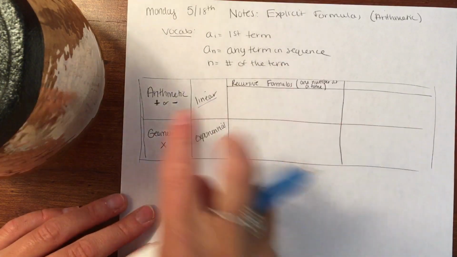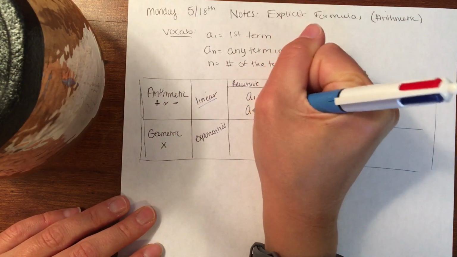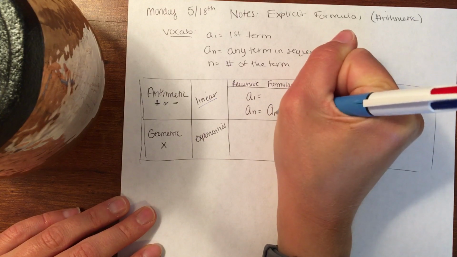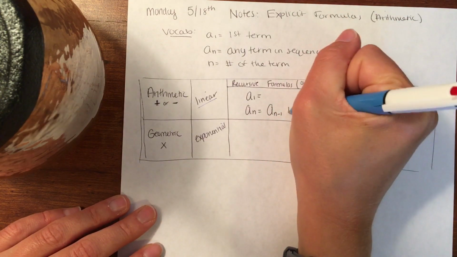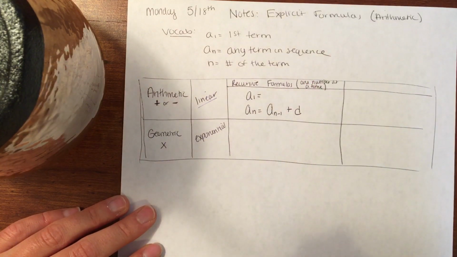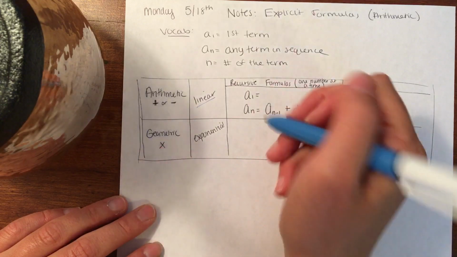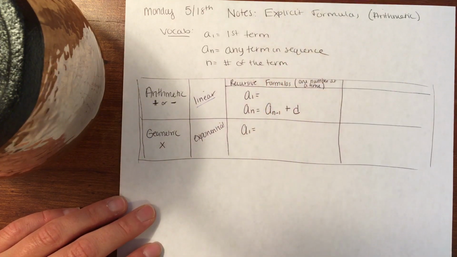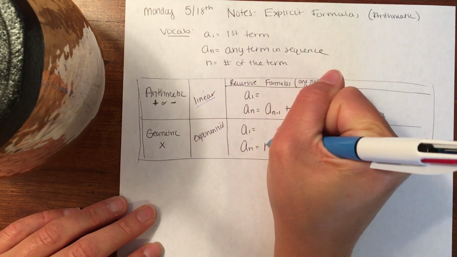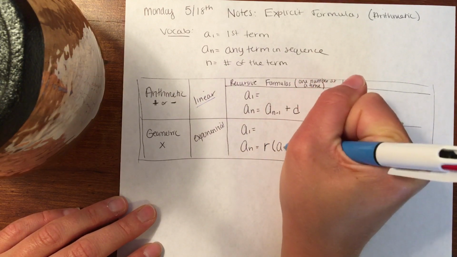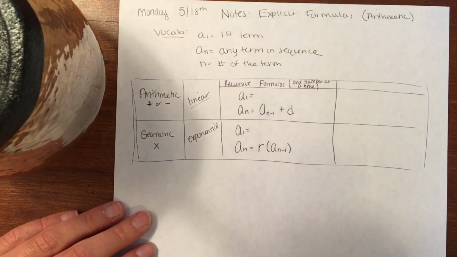So, recursive formula for arithmetic, you needed your A1, and then A of n equals your A sub n minus 1. I want you to make sure that's nice and small, plus your common difference. That's what you add or subtract by. And then for geometric, it was you still needed your first term, A1 equals, and then A of n equals your common ratio being multiplied by A sub n minus 1, which was the previous number. Remember that term, okay?